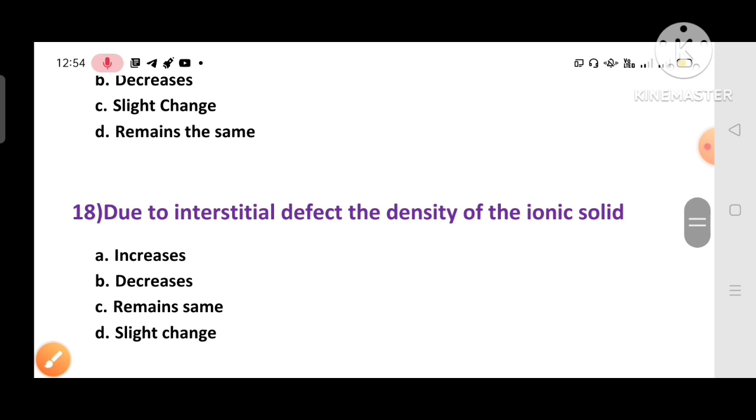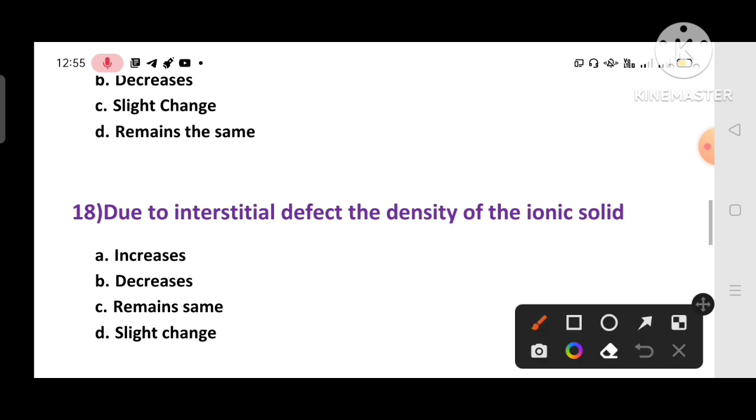Next question. Due to interstitial defect, the density of the ionic solid. Option A, increases. Option B, decreases. Option C, remains the same. Option D, slight change. And the right answer is option C.